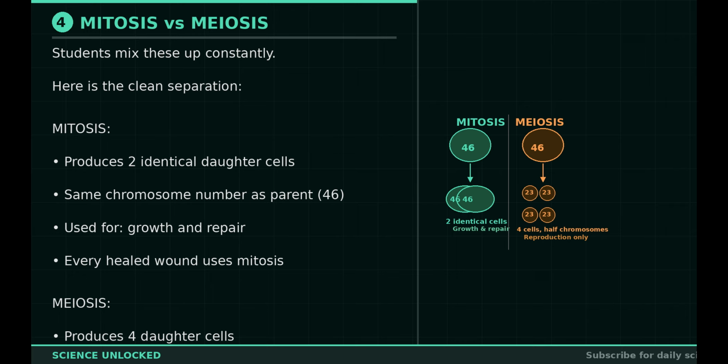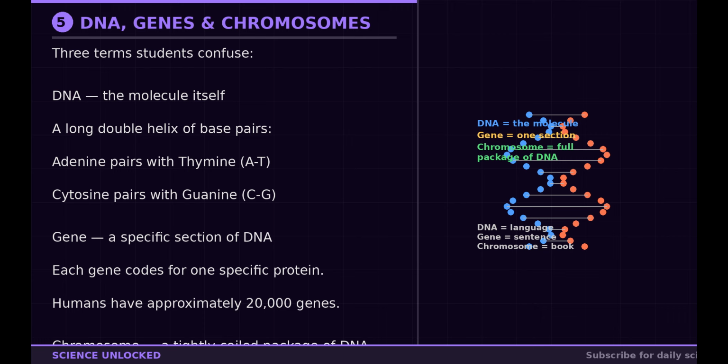Meiosis produces 4 daughter cells, each with half the number of chromosomes. Used only for producing sex cells, sperm and eggs. When those sex cells combine during fertilization, the full chromosome number is restored. The key question in any exam is: is this for growth or for reproduction? Growth, mitosis. Reproduction, meiosis. Number 5.